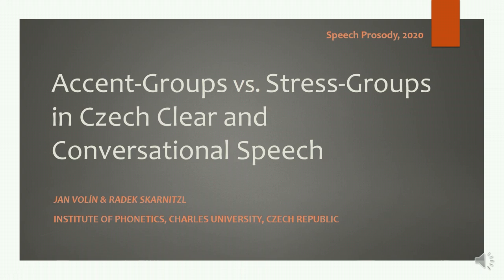This is a study presented for the Speech Prosody Conference 2020, organized under the auspices of the University of Tokyo. The title of the study is Accent Groups versus Stress Groups in Czech Clear and Conversational Speech. The study was carried out by Volín and Radek Skarnitzl from the Institute of Phonetics, Charles University, Czech Republic.